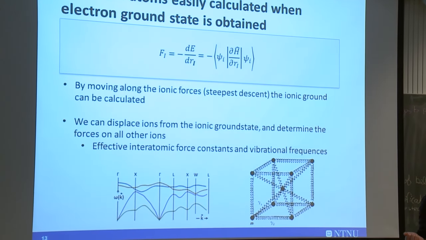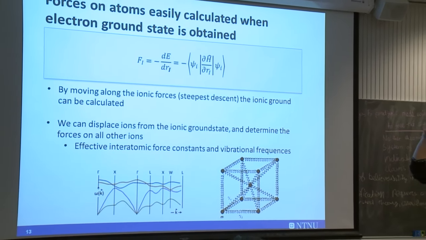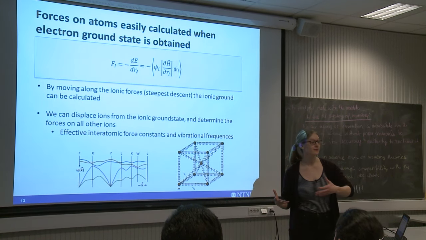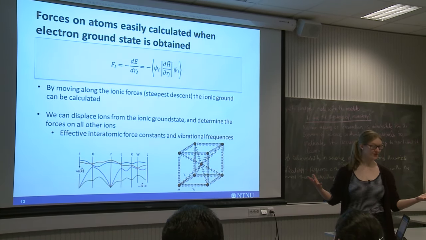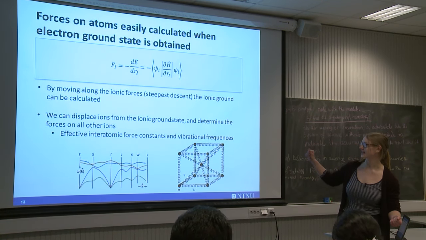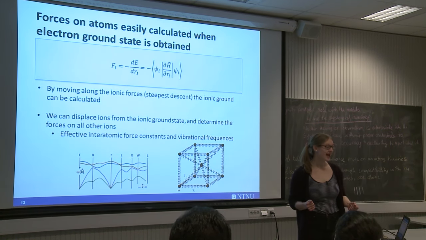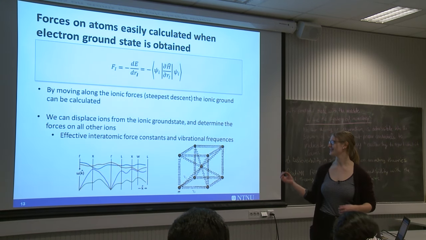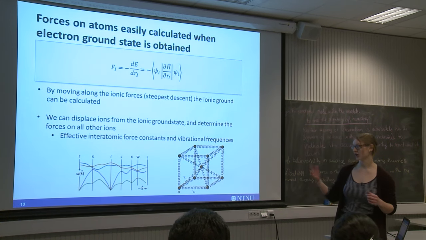So then we know how we obtain the electronic ground state, and now it's super easy to find the ionic ground state. Or maybe not to find the ground state, but at least when you know the Hamiltonian and you know the set of correct wave functions because you have the right density functional, right electron density, you can easily calculate forces on ions, and then you just move along the steepest descent of the ionic forces to obtain the ionic ground state.